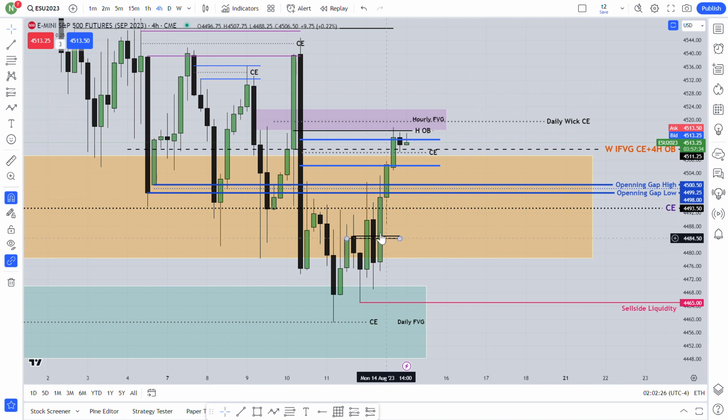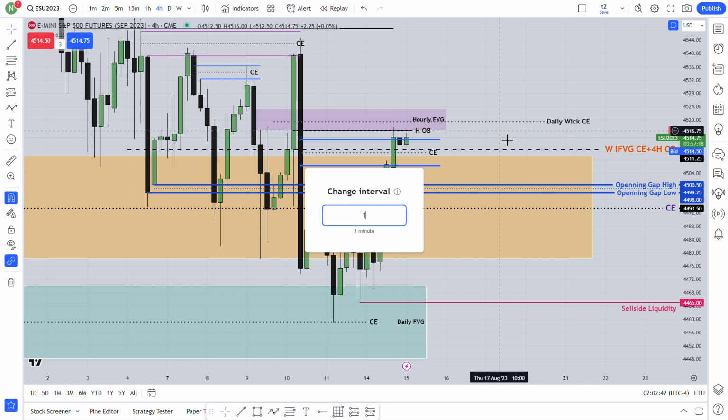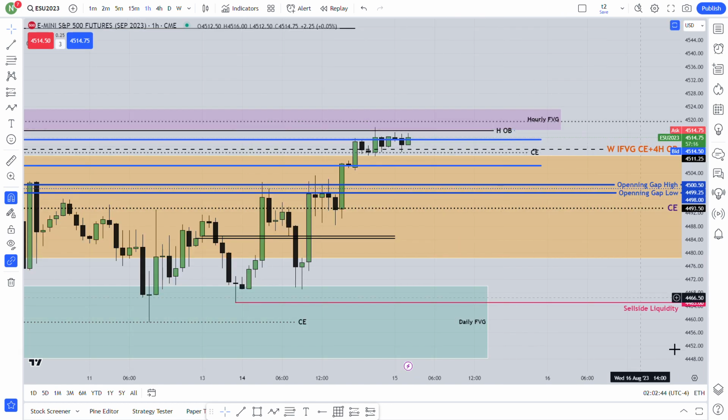From the 4-hour chart, actually I don't spend more time in 4-hour because I'm not a fan of the 4-hour chart, but I opened this chart only to show this level. This is the 4-hour order block. Now let's go to the 1-hour.